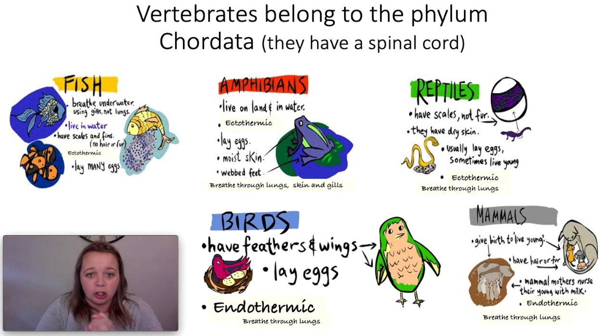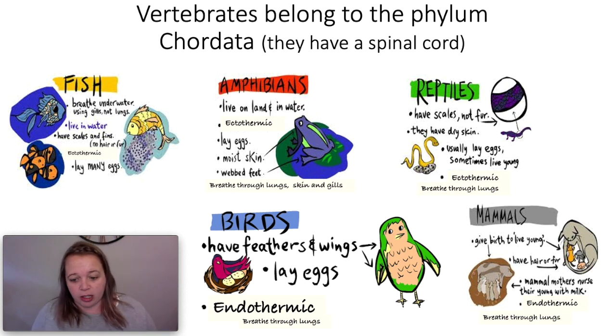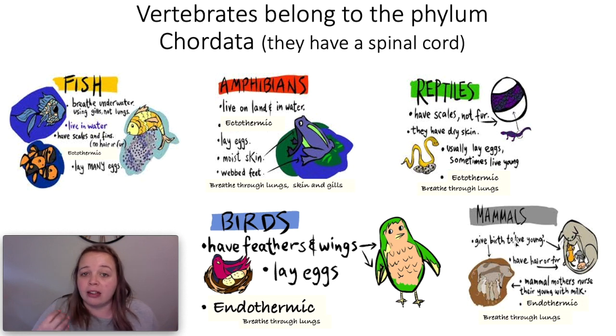There's one other huge difference between a mammal and a bird. We're both endothermic. You can see that here. The mammals are endothermic. We both breathe through our lungs. But what is different is the fact that we give birth to live young. So birds lay eggs, but mammals give birth to live young. And that's what makes them extra special.